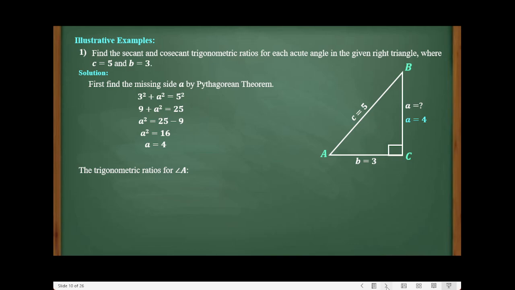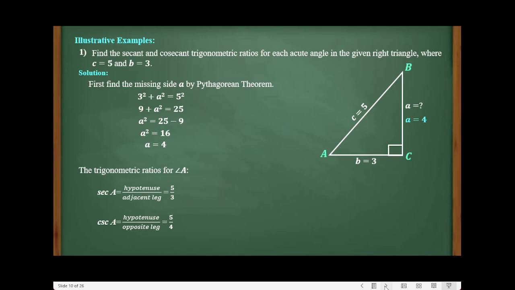So the trigonometric ratios, or particularly the secant and cosecant of angle A, are the following. Now, secant of A, using the definition, hypotenuse to the adjacent leg, is equal to 5 over 3. So this is the hypotenuse 5, and this is the adjacent leg 3. So this is the answer. And the cosecant of A is defined again as the ratio of the hypotenuse to the opposite leg. That is again 5, and the leg opposite of angle A has a length of 4. So it's 5 over 4.